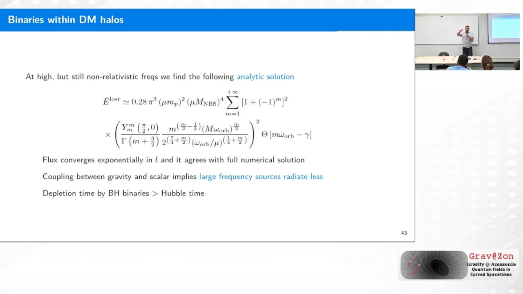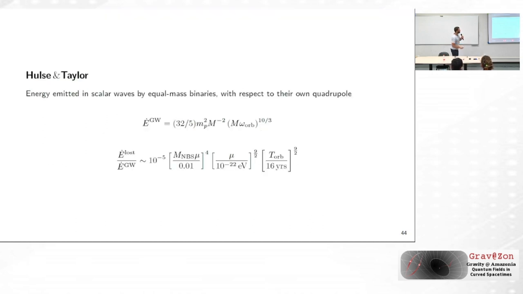So omega is way larger than gamma, but it's smaller than mu. One thing that was fun, for me at least, is that you can compare how much energy is lost by scalar waves with a typical Hulse-Taylor loss of orbital period because of the quadrupole of gravitational waves. And the result is that, looking only at the quadrupole here, the energy lost by scalar particle with respect to the energy lost by gravitational waves is some 10 to the minus 5.